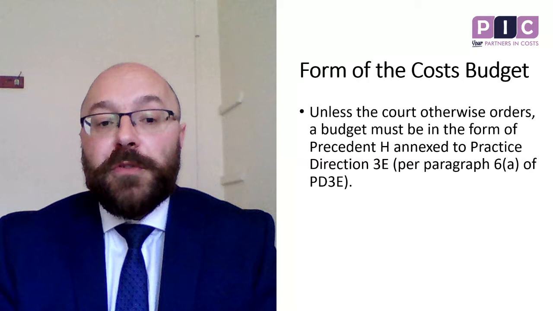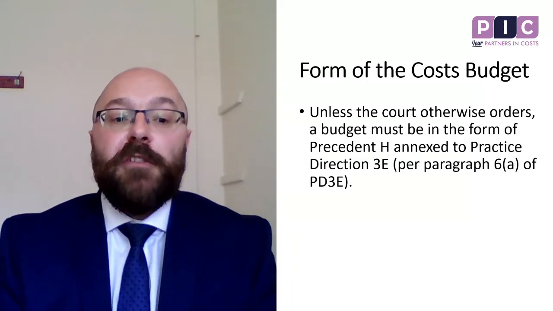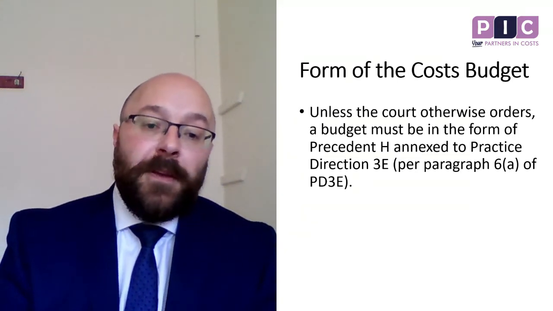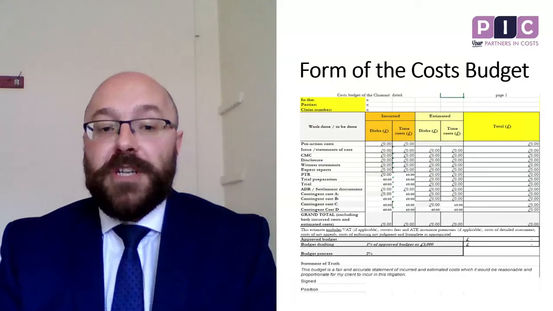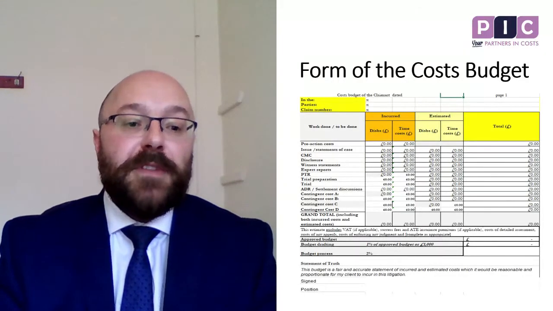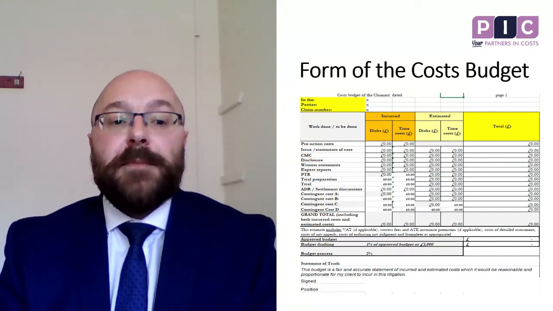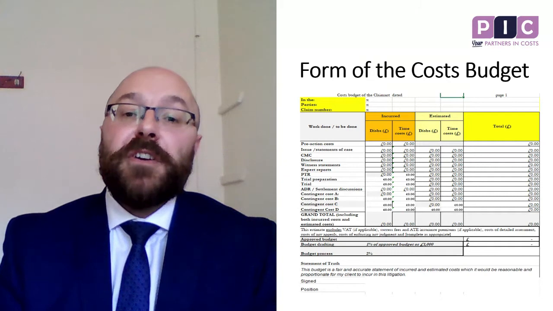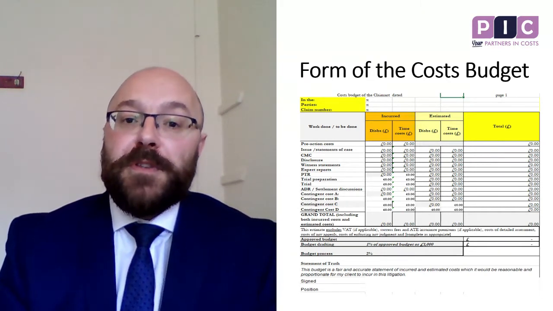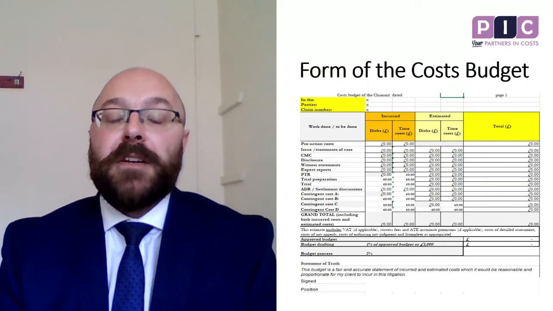In terms of the form of the cost budget, unless the court otherwise orders, it must be in the form of Precedent H annexed to Practice Direction 3E. The first page of the budget, the front sheet, looks like this. You can see it's set out in relation to different phases of the proceedings, and it draws that distinction between incurred and estimated costs, further split down in relation to disbursements that have been and will be incurred, and the profit costs that have been and will be incurred.